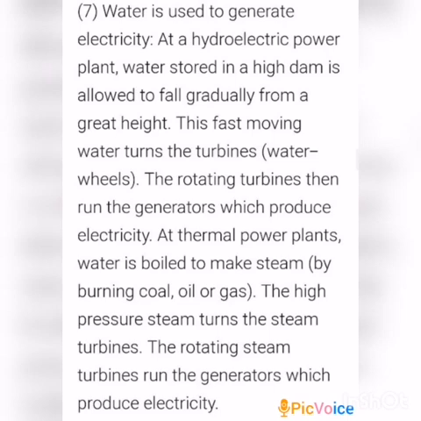Then this generator produces electricity. Okay children. Then what about in the case of thermal power plants? At thermal power plants, water is boiled to make steam by burning coal or oil or gas. The high pressure steam turns the steam turbines. The rotating steam turbines run the generators which produce electricity.